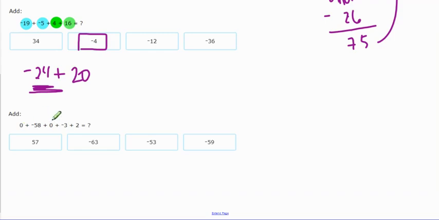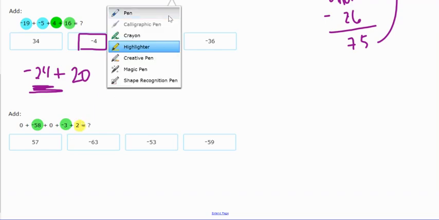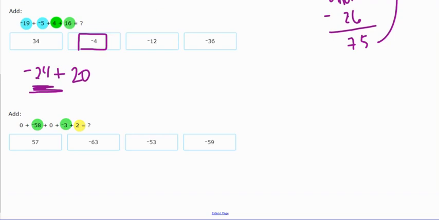Last here, zeros I'm going to ignore again, right? Zeros won't change my value. So I have a negative 58 and a negative 3, and then a positive 2. I'm just kind of organizing them for now. So a negative 58 and a negative 3 added together is negative 61 plus 2. So my answer is going to be negative. So I know this choice is out.